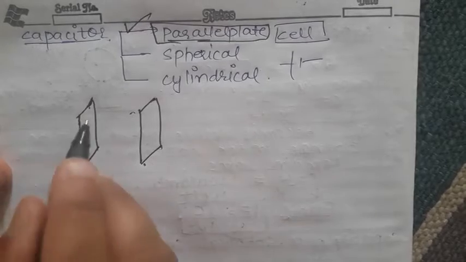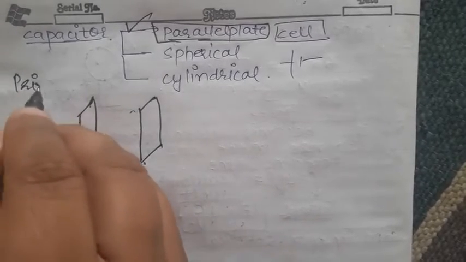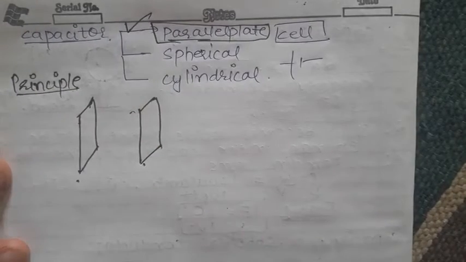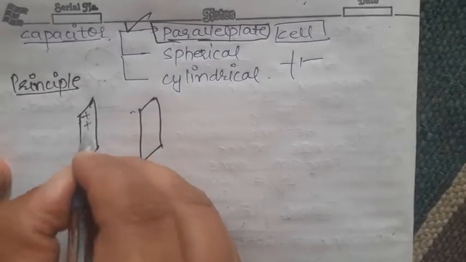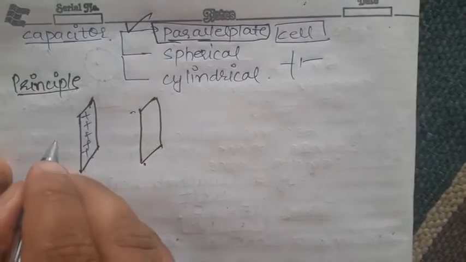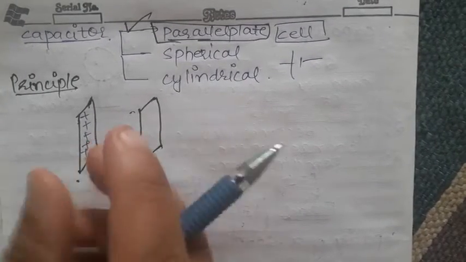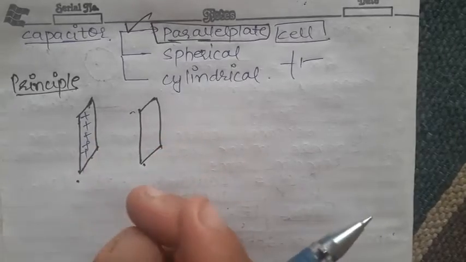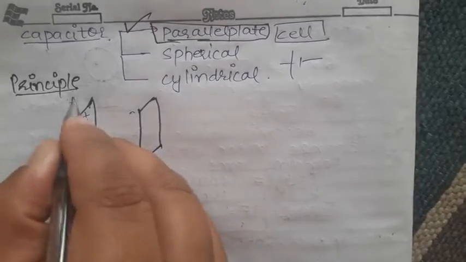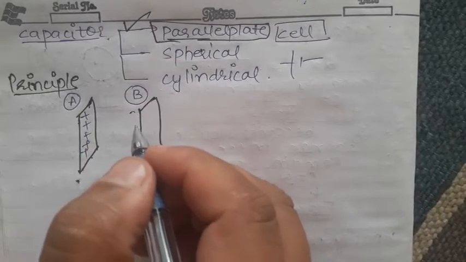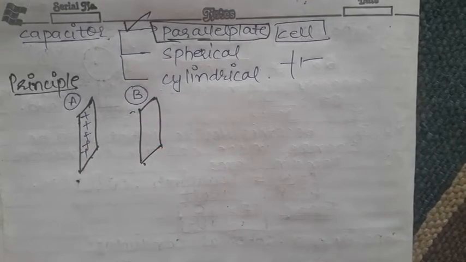Now I am going to discuss its principle. Listen carefully. It is very easy. I took two sheets. First what I did, I charged this sheet with the help of an external battery, fully charged, so that one of its faces becomes positively charged. Near to this plate A, I place another uncharged plate. You know the method of charging by induction.